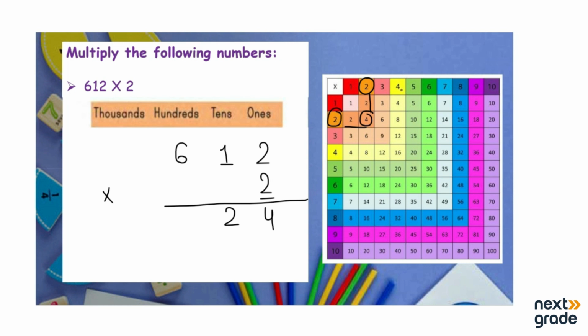And what is 2 multiplied by 6? Let's find it over here. 6 comes here and 2 is over here. So what is 2 multiplied by 6? It's actually 12. So that means the number is going to be at the thousands place value as well. So this is the answer of multiplying the three-digit number with a one-digit number, that is 1224. I hope you guys have understood how to do the simple multiplication of two-digit and three-digit numbers using the multiplication grid. See you guys in the next videos.